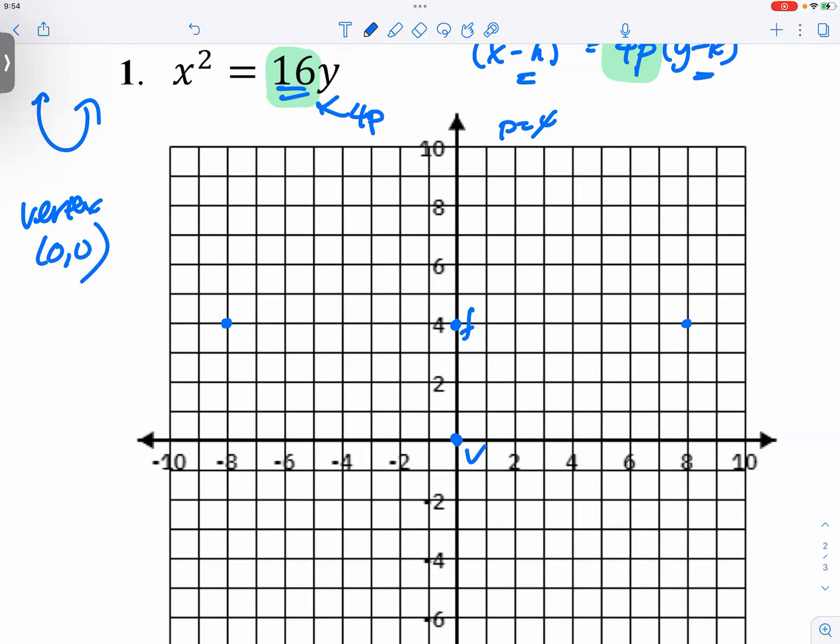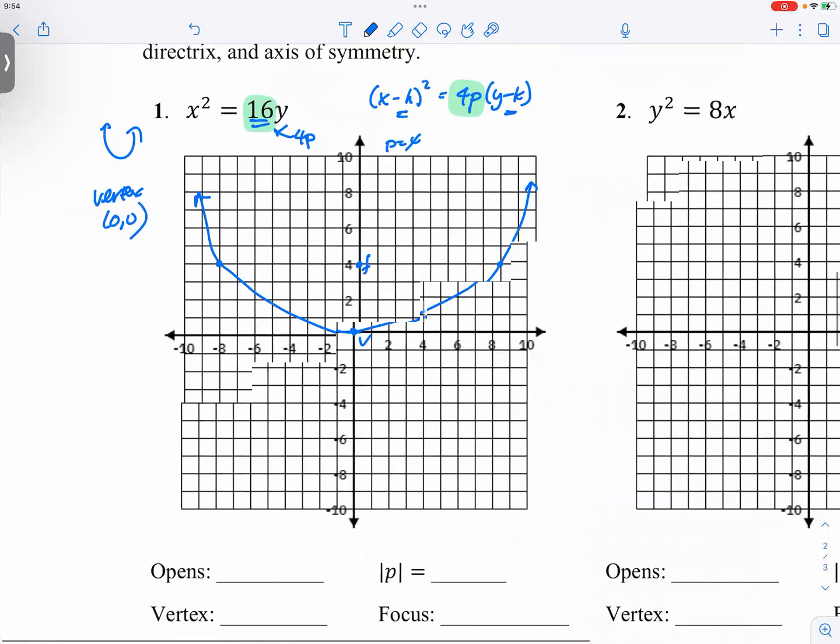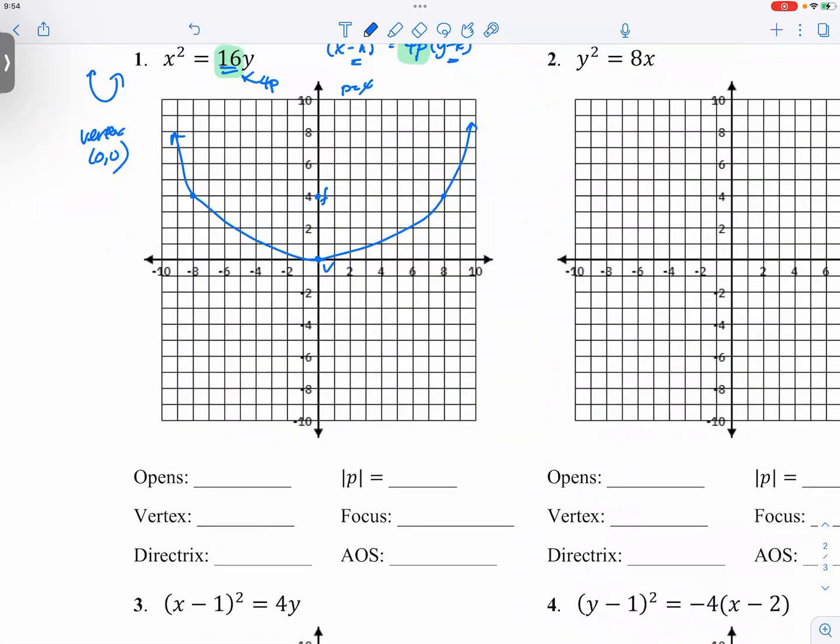And why do we care? Well, because now you can connect the points, and your graph is done. After you finish your graph, now you can take your time to fill out the blanks down below. You'll be like, oh yeah, it's opening up. The absolute p-value is 4. The vertex is (0, 0). The focus is (0, 4).